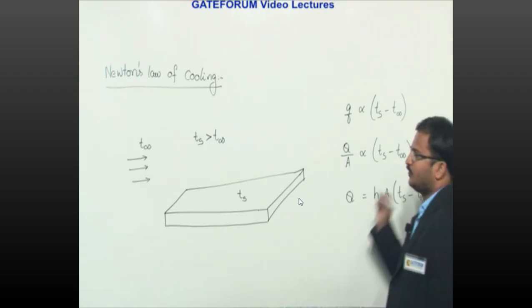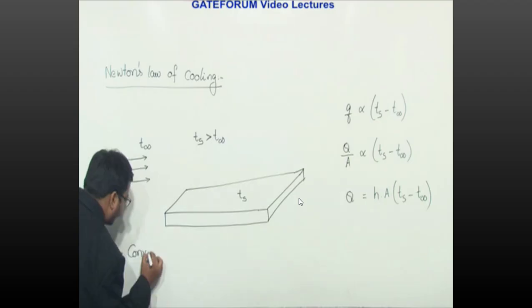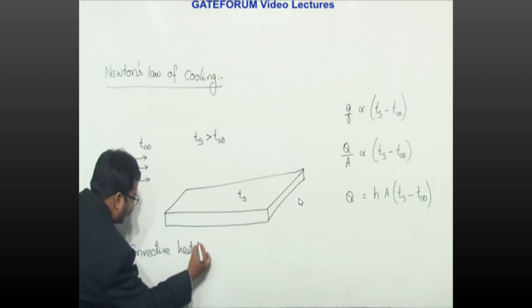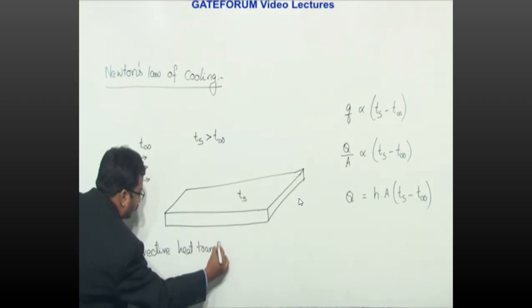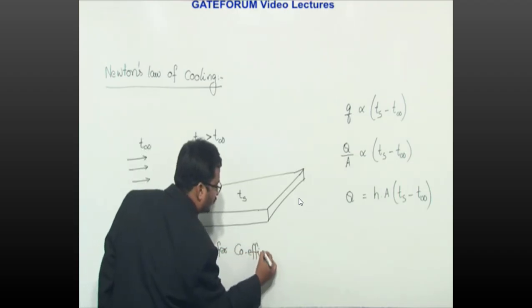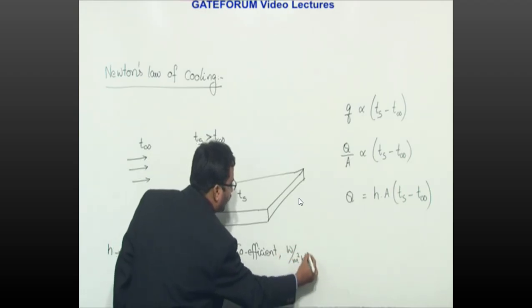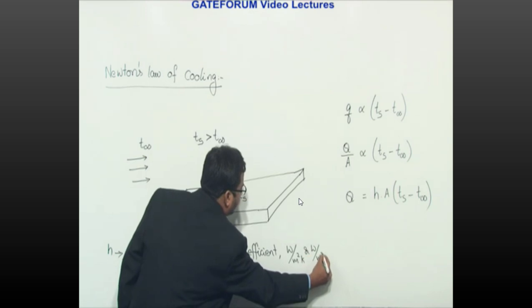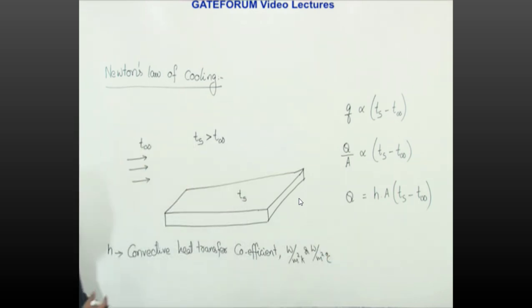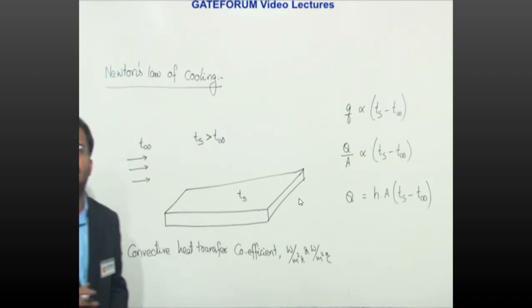Now this h is called the convective heat transfer coefficient, and its unit is watt per meter square Kelvin or watt per meter square degree centigrade. Now, coming to this convective heat transfer coefficient, it is not a material property like thermal conductivity.